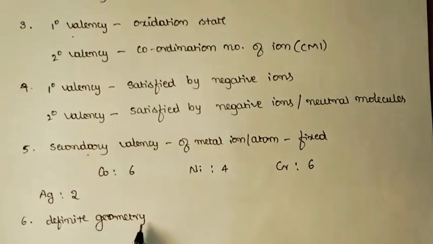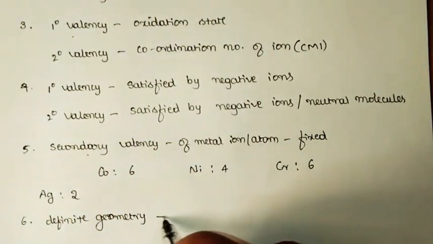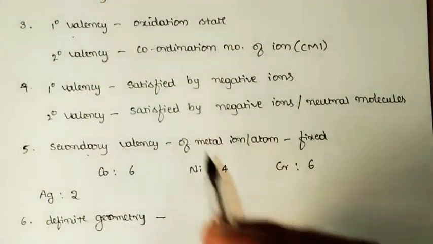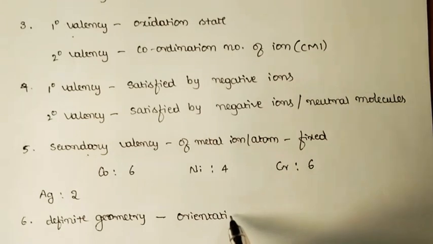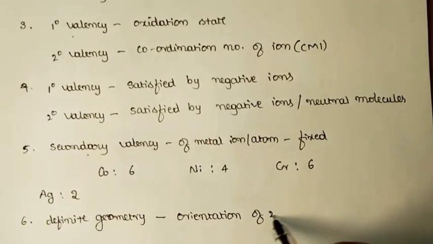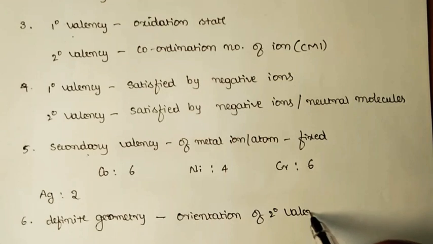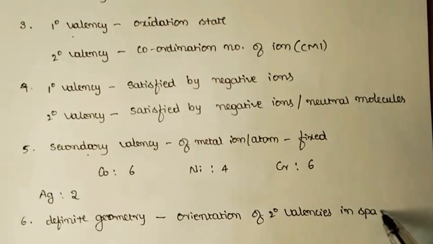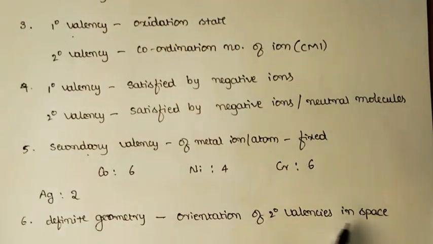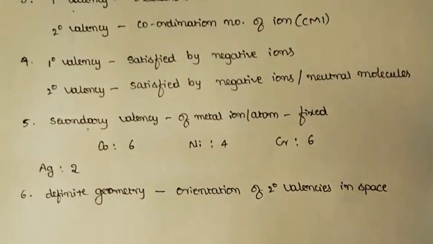That means the definite geometry possessed by a coordination compound will be explained by the orientation of secondary valencies in space. So depending upon how the secondary valencies, that means the ligands, have been oriented in three-dimensional space, that gives a definite geometry for a given coordination compound.